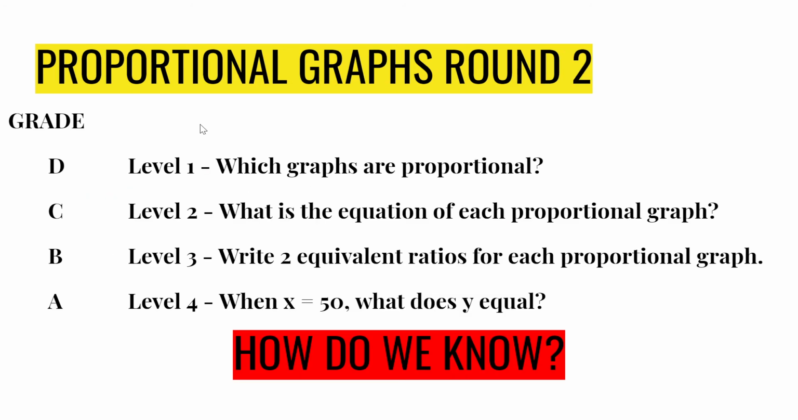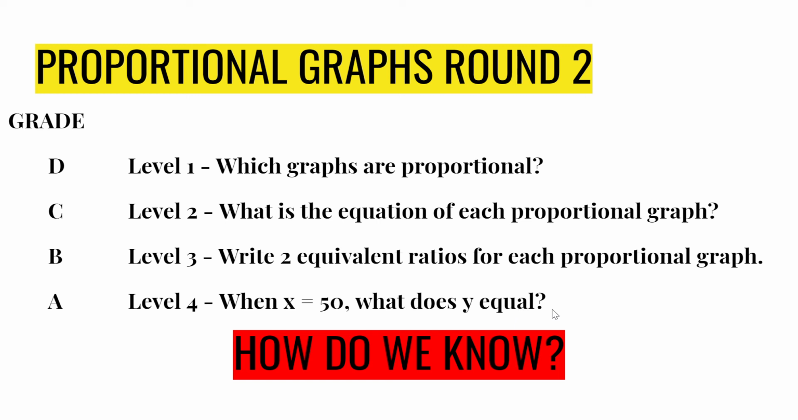Before we get into proportional graphs round 2 on the Jamboards, recognize that grades are earned in the following way. If your team completes level 1, it's a D. If they complete level 2 verbally, what is the equation of each proportional graph, it's a C. If you reach level 3 verbally, you'll get a B. And if you can answer all 3 levels plus level 4, when x equals 50, what does y equal, your team will get an A.